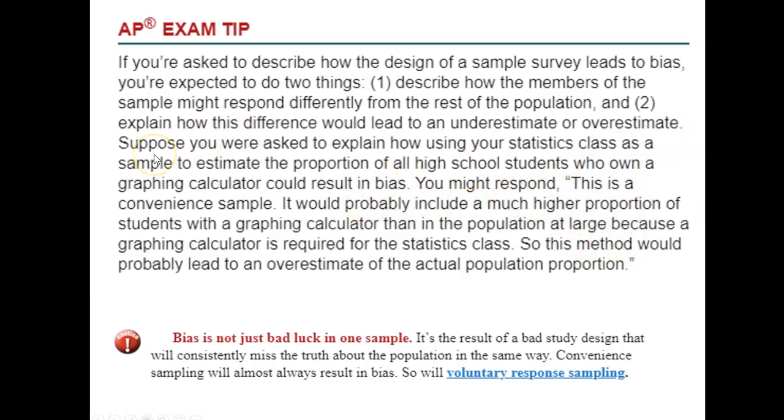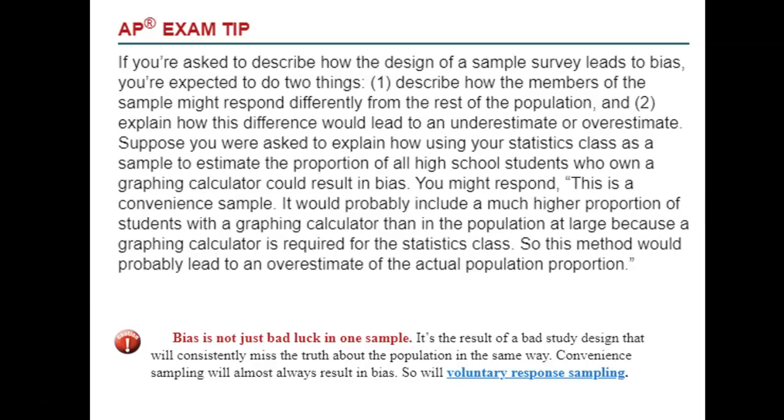Suppose you were asked to explain how using your statistics class as a sample to estimate the proportion of all students who own a graphing calculator could result in bias. You might respond, this is a convenience sample. So you've identified what it was, and it would probably include a much higher proportion, so an overrepresentation of students with a graphing calculator than the whole population, because graphing calculators are required for the stats class.